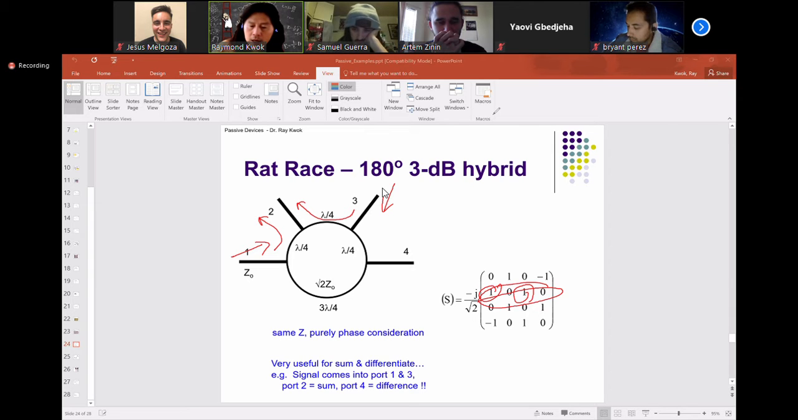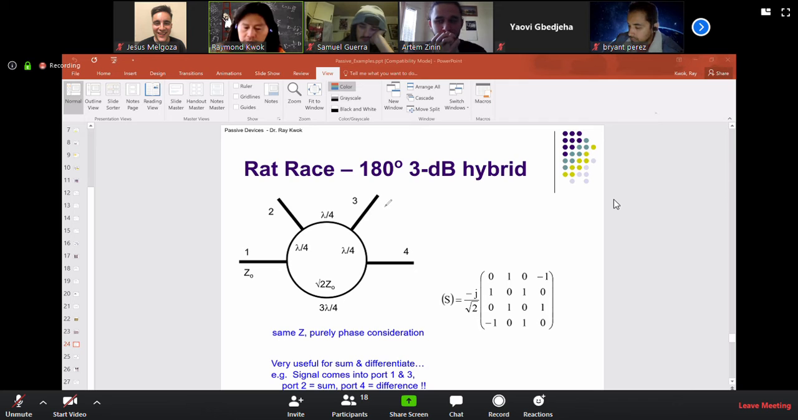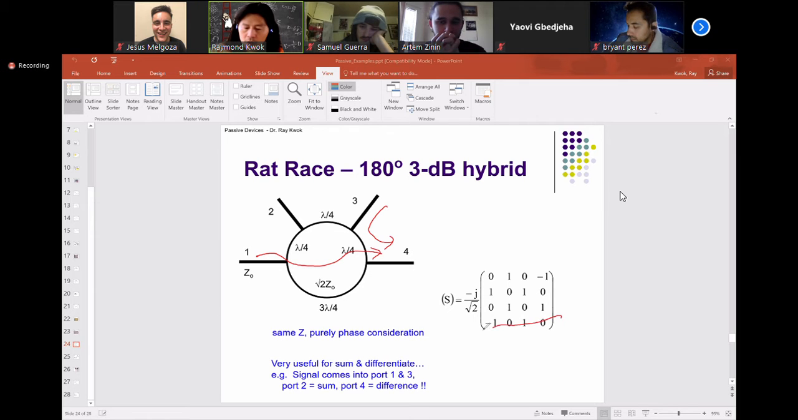But looking at port 4, signals coming from 1 and 3. Looking at port 4, port 1 and port 3 are 180 degrees out of phase. So what does that mean? Port 4 would get 3 minus 1, the difference of these two signals. So the sum of these two signals would go to port 2. The difference would go to port 4.